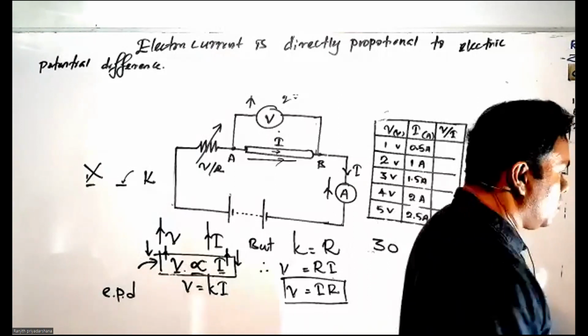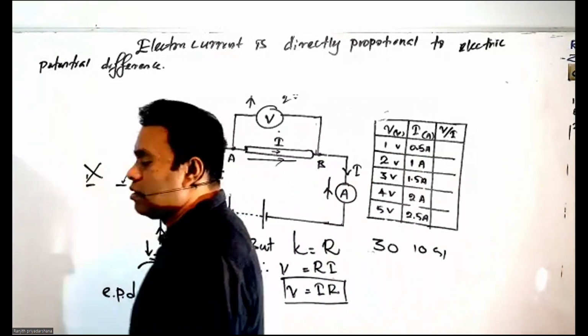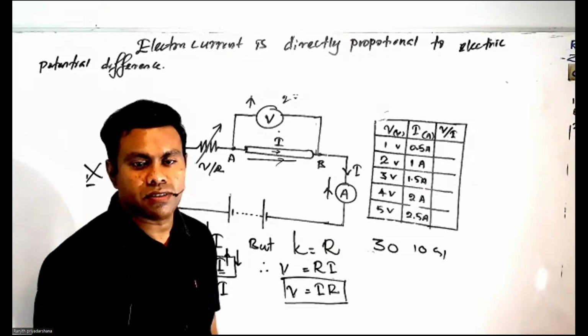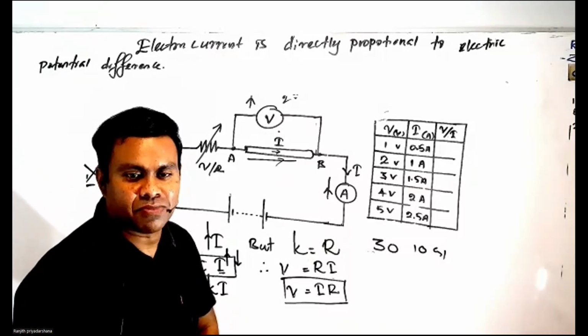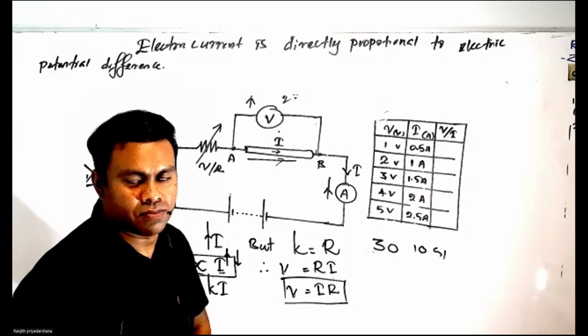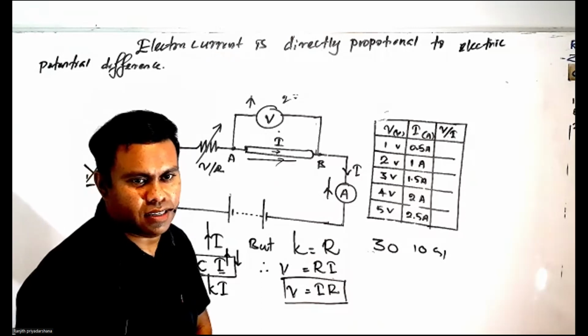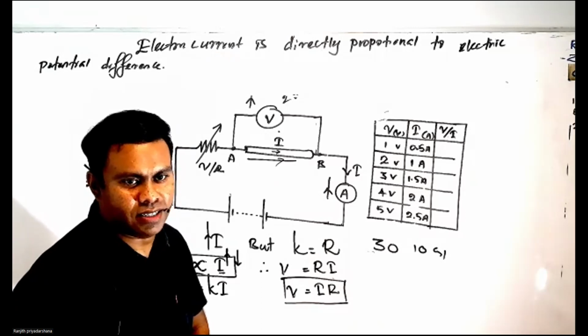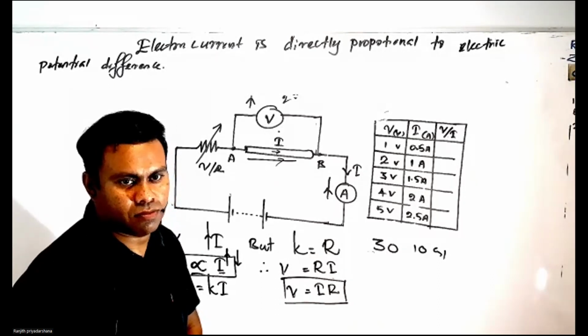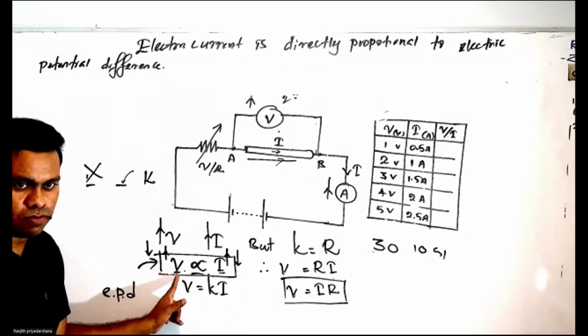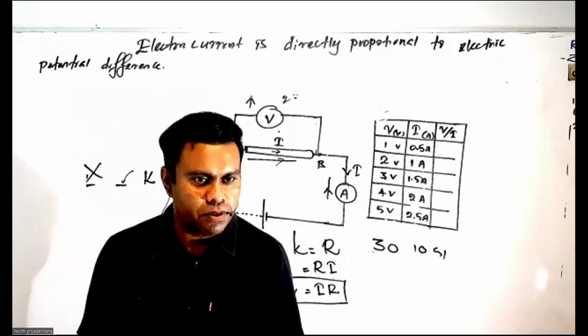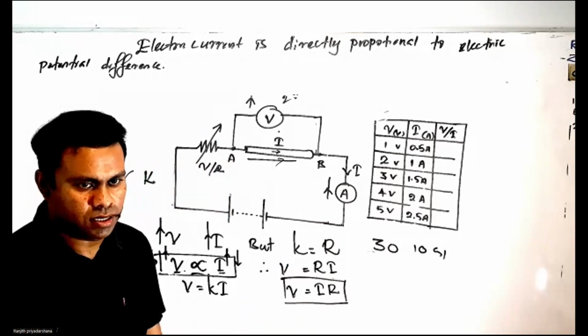The electric current is directly proportional to the electric potential difference. In short. Yes, you can read it. Electric current is directly proportional to its electric potential difference.